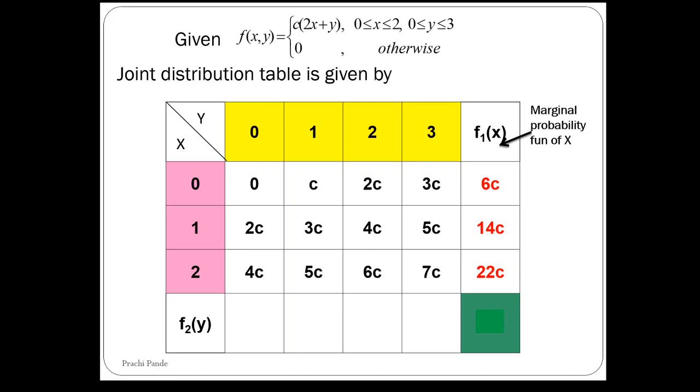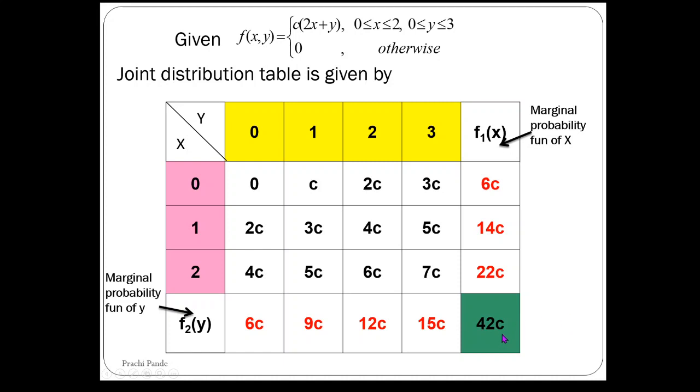So these are the marginal probability functions for different values of x, and similarly the marginal probability function of y, which is denoted by f2 of y. For y equal to 0, it is 6c, for y equal to 1, it is 9c, for y equal to 2, it is 12c, and for y equal to 3, it is 7 plus 5 plus 3, that is 15c. If we take the summation of all these probabilities, as well as the summation of f1 of x and of f2 of y, all three are the same, and equal to 42c.